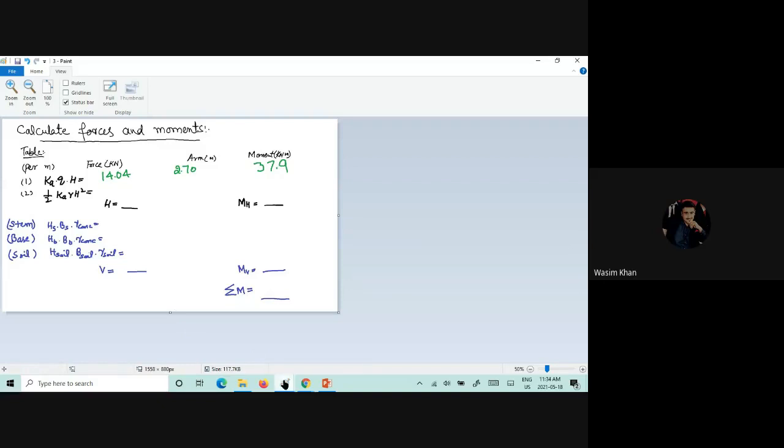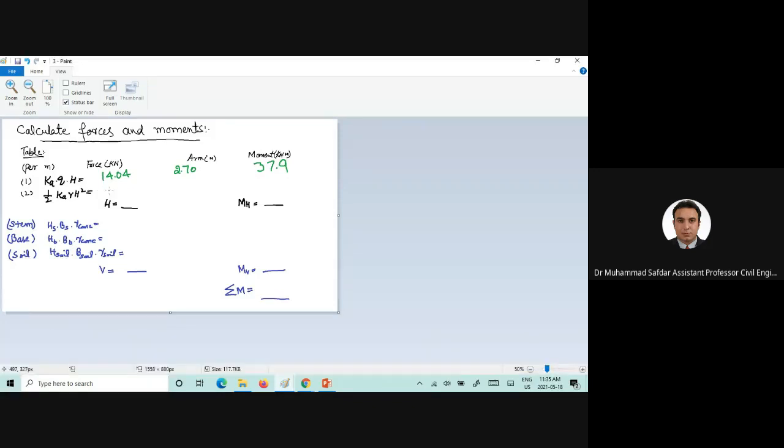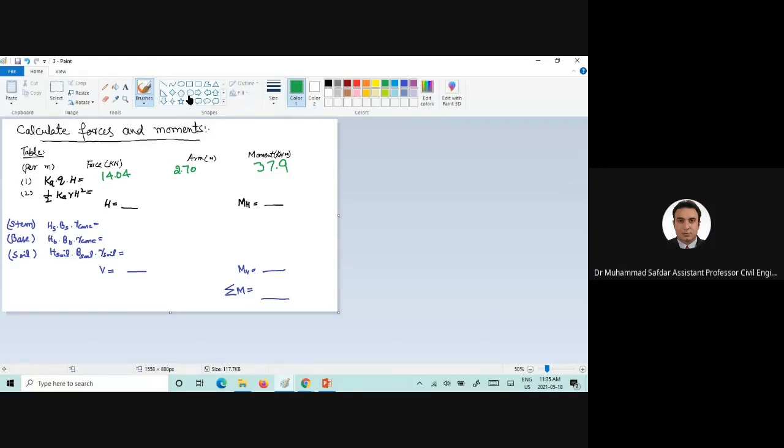This is 64.4. You remember this one is the lateral thrust, or the force which is exerted onto the retaining wall due to the rectangular distribution of the backfill material. Okay, what's the value? 64.4.